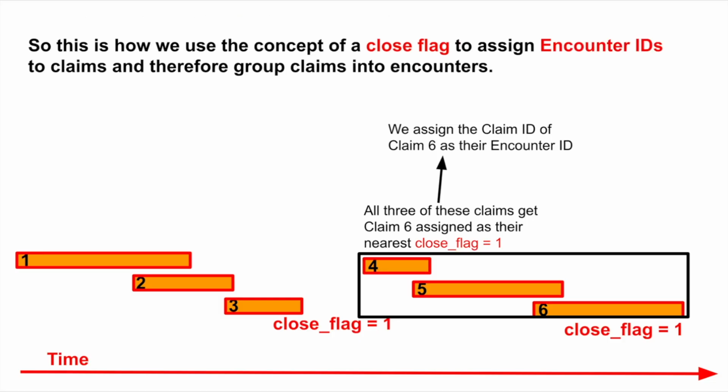claims. So this is how we use the concept of a close flag to assign encounter IDs to claims and therefore group claims into encounters. Because once we have assigned encounter IDs to all the claims, we have essentially grouped the claims into encounters.